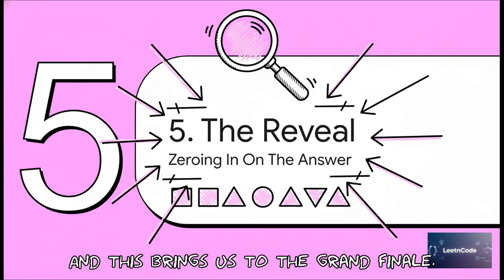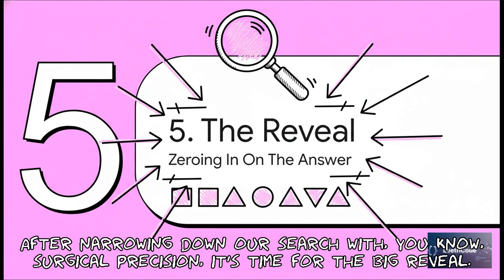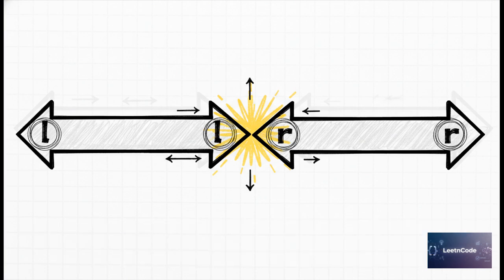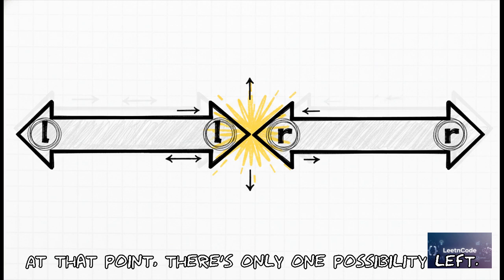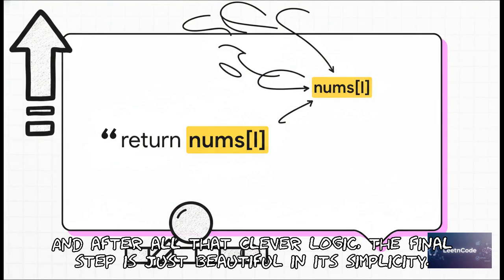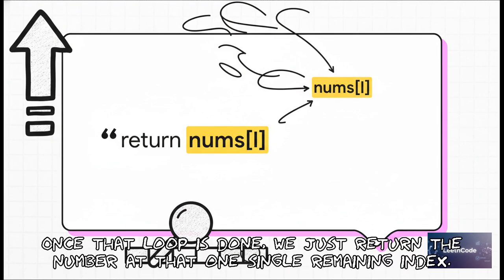And this brings us to the grand finale. After narrowing down our search with surgical precision, it's time for the big reveal. This whole process of chopping the search space in half keeps going until our left and right boundaries finally crash into each other. They converge on a single index. At that point, there's only one possibility left, nowhere else to look. And after all that clever logic, the final step is just beautiful in its simplicity. Once that loop is done, we just return the number at that one single remaining index.